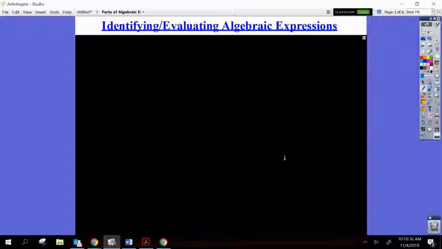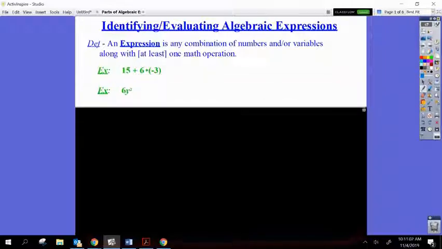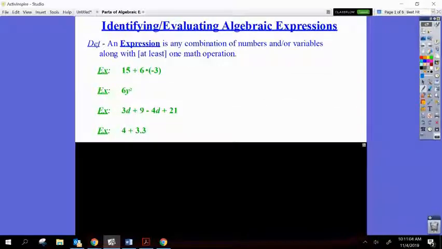When we focus in and go a little bit deeper with algebraic expressions and the different parts of an algebraic expression, we introduce more vocabulary. And so we're going to have to determine what we have when we look at different aspects of an expression. So the first thing we want to review is what an expression is. An expression, as we just talked about, is any combination of numbers and or variables with at least one math operation. Here are some examples of expressions, all of which contain a math operation.